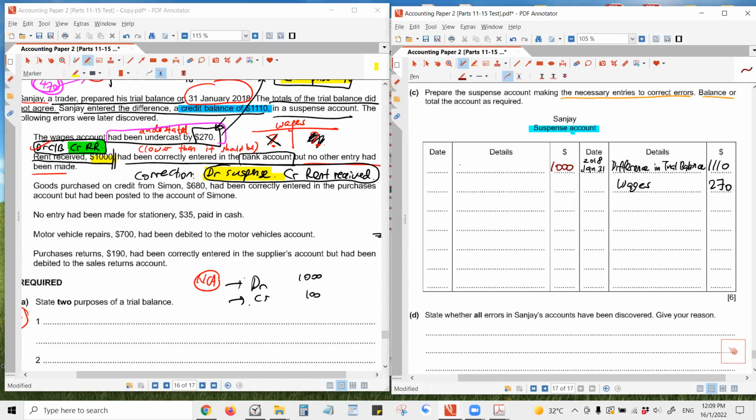Okay, again, write the number first. Then details are always the name of the neighboring account. The date, you can write the same date. For this question, there's no mark for the date, but please write the date. Yeah, now we see error 3.